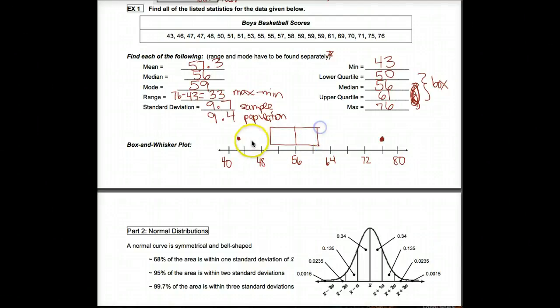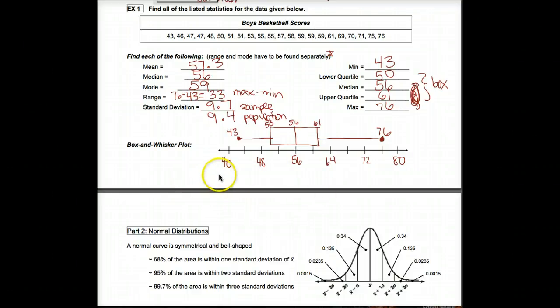Then I make my whiskers by connecting the box to the min and the max. You should always label the actual values themselves because if they're not on the exact coordinate, it's important that people reading the graph know what the actual value is.